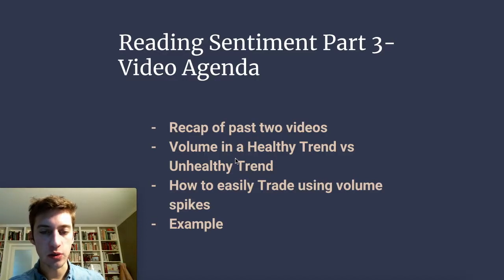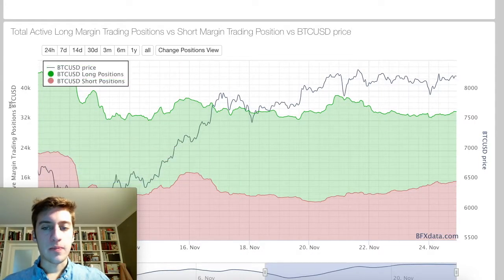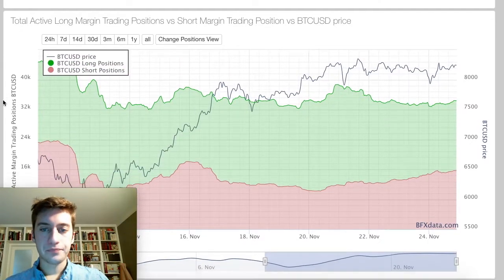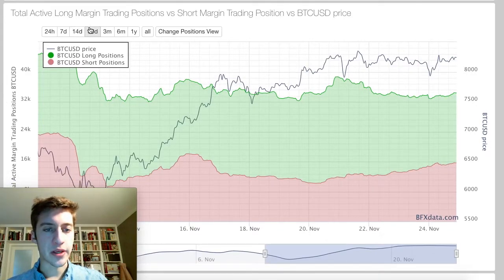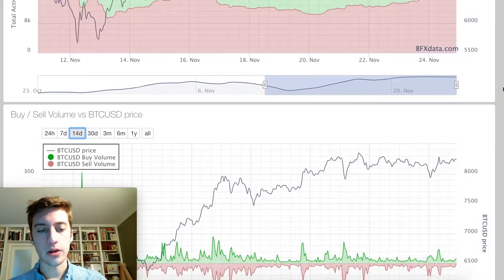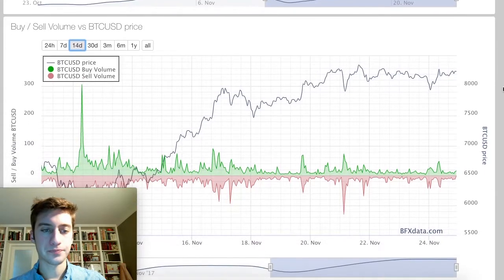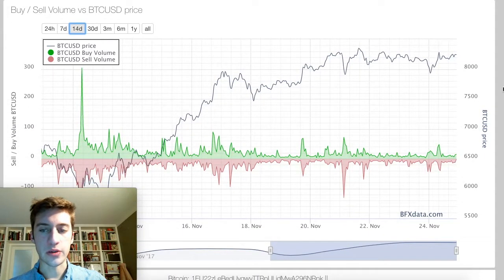All right, so now let's get into it. What volume will look like in a healthy versus unhealthy trend. So again, I have my handy dandy bfxdata.com. And in the past, we've looked at this right here, which is margin trading positions for Bitcoin. But now what we're going to do is scroll down to here and look at buy and sell volume versus the BTC USD price.